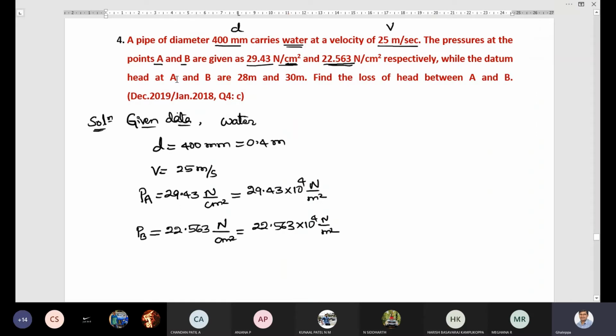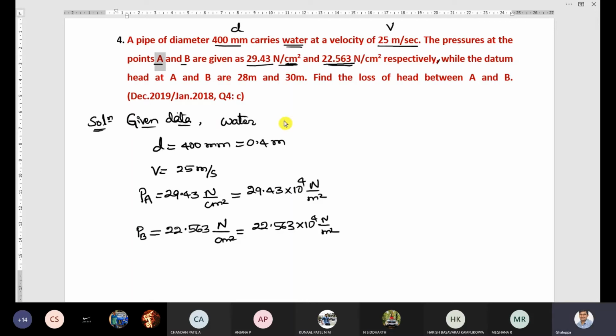And dear students, don't always assume point A will be the inlet and B will be the outlet. Don't decide like that. The inlet and outlet depend upon the pressure difference. For example, here pressure at point A is 29.43, the high pressure, and the low pressure is 22.563. Then fluid will flow from A to B, no doubt, so A acts as an inlet. If the A value is 22 and the B value is 29, then don't call A the inlet. A will become the outlet in that particular case.